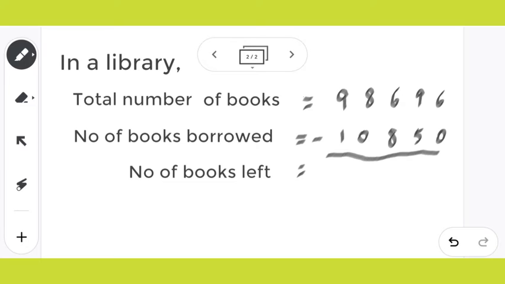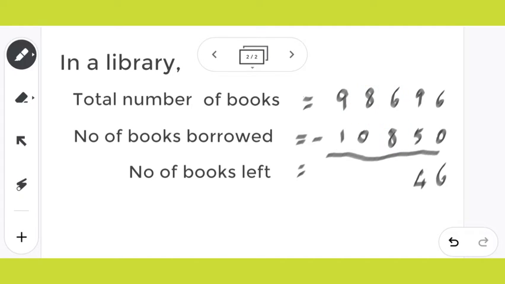So let's minus now. Here 6 and 0 is there. 6 minus 0, it will be 6 only. Next we have 9 and 5. 9 minus 5, it will be 4. Next we have 6 minus 8. 6 is small, 8 is big. So you cannot subtract a bigger number from a small number.